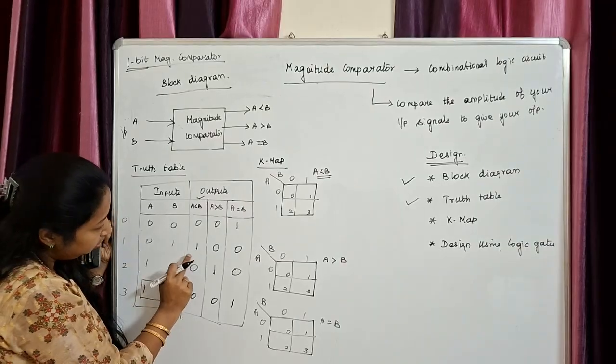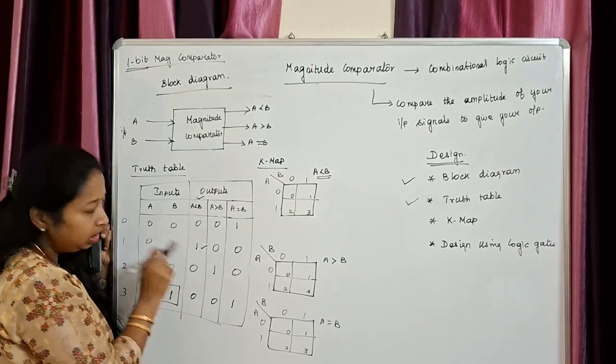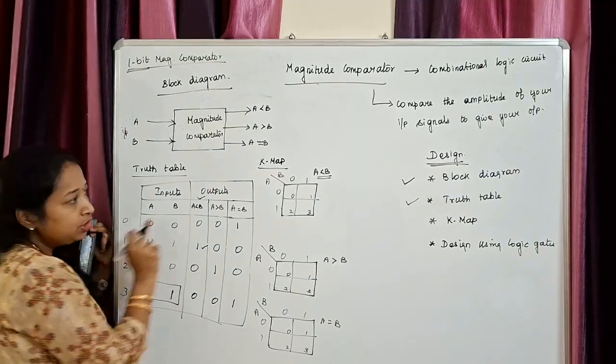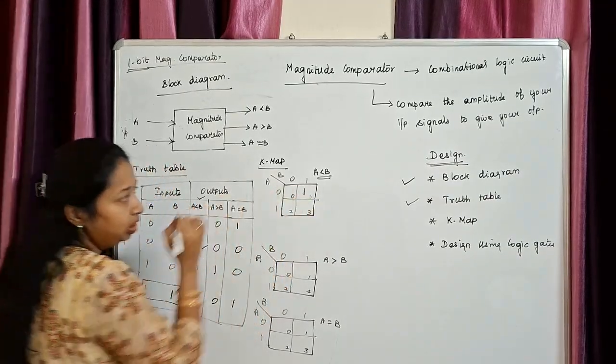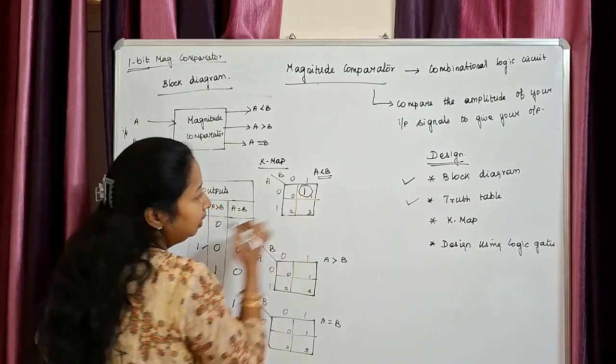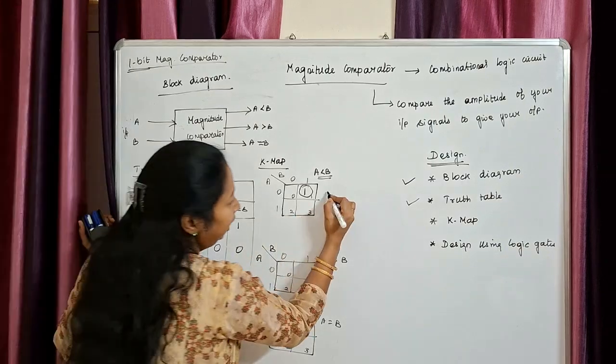Now, check for A less than B. Where all have you got output 1? You have got output 1 only in one place. So, check for the corresponding decimal number. It is number 1. So, against 1, you have to mention 1. Is it clear? Now, it's a single variable mapping. Give me the equation for A less than B.